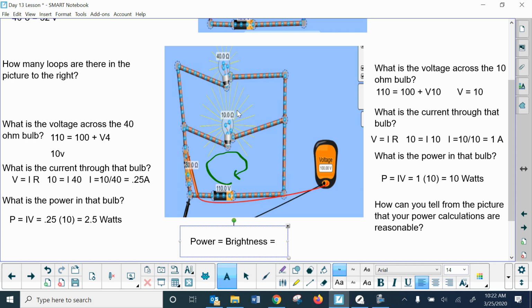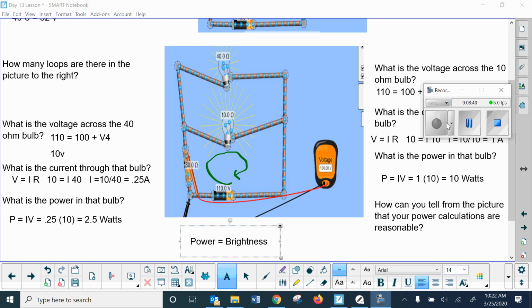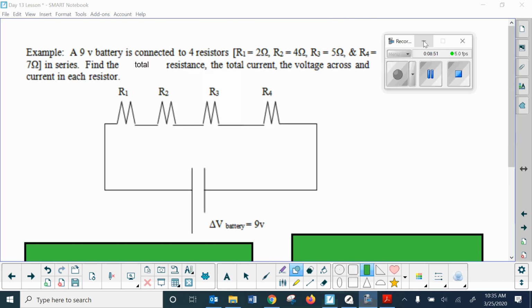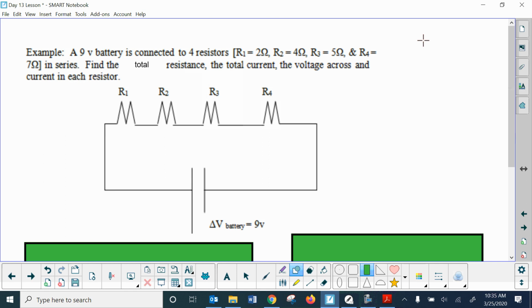As you can see, this 10 ohm bulb is putting out more light than the 40 ohm. So that's why we know that, okay, we did this right. So I'm going to pause there and see where we're at time-wise. All right, so I'm going to finish up series circuits, and then we'll get to parallel in another video.